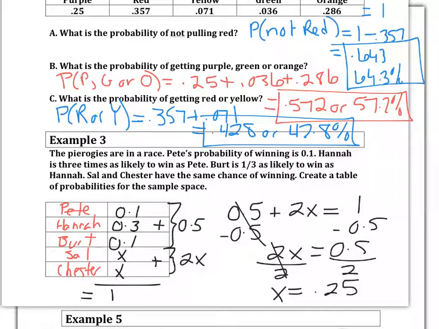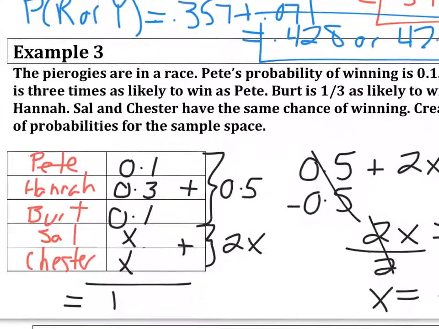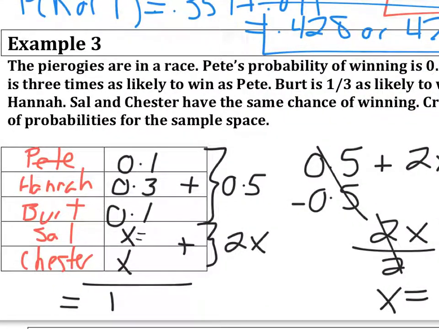And so when I go back in over here, I could write in for Sal that he's 0.25, and so is Chester. So as percentages, it would be 10% for Pete, 30% for Hannah, 10% for Bert, and then 25% for both Sal and Chester. And if you added them up, they will equal 100%. Okay, next example.